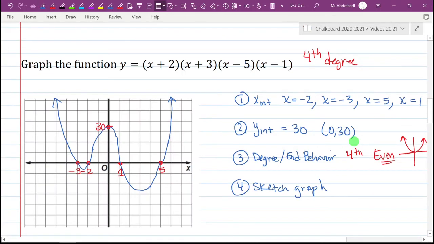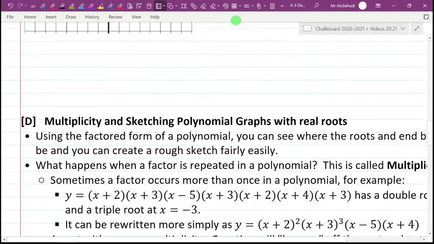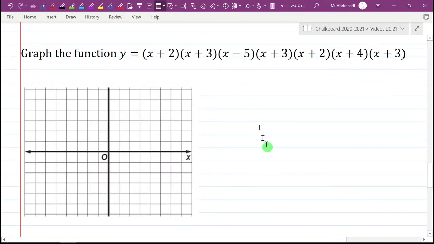Now, sometimes you have even more factors, and sometimes some of the factors are repeated. So we're going to come down to this problem down here. Now, this problem, it's fully factored for you. Let's see, what degree is this function? How many x's do we have? We have x to the 1, 2, 3, 4, 5, 6, 7. This is a 7th power or 7th degree function here.